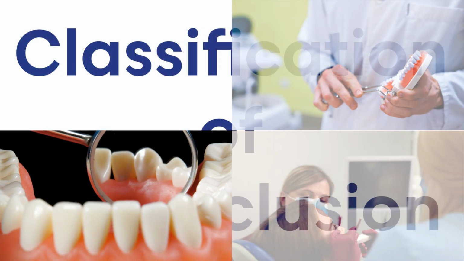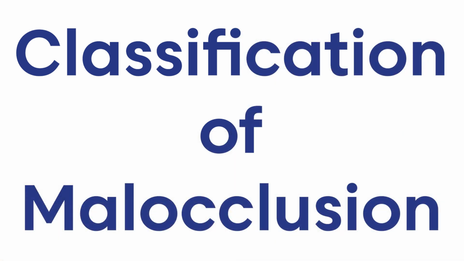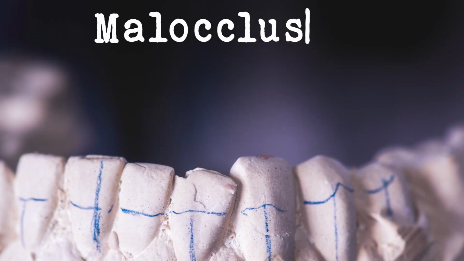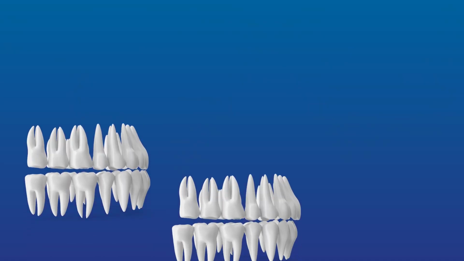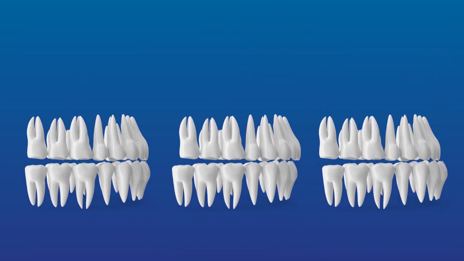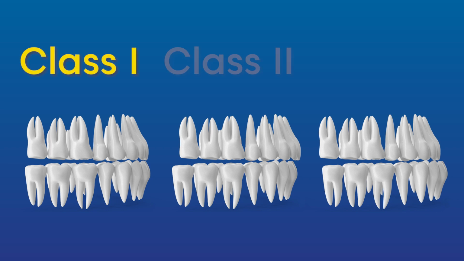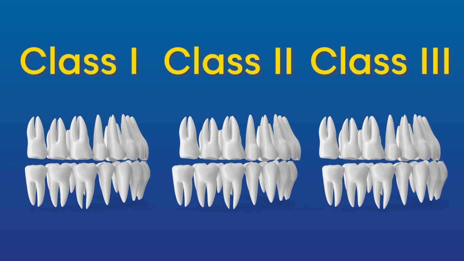One of Engel's biggest influences in orthodontics was that he was the first person to classify malocclusion. But what is malocclusion? Malocclusion refers to any abnormal or incorrect relation among teeth of the upper and lower arches. Engel created 3 classes of malocclusion, appropriately named Class 1, Class 2, and Class 3.